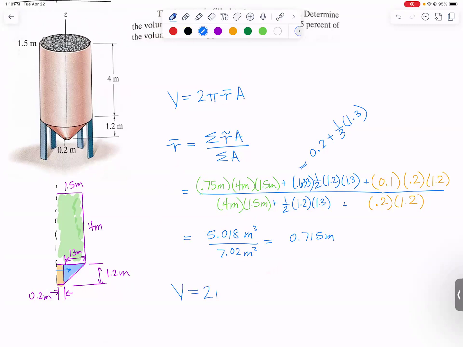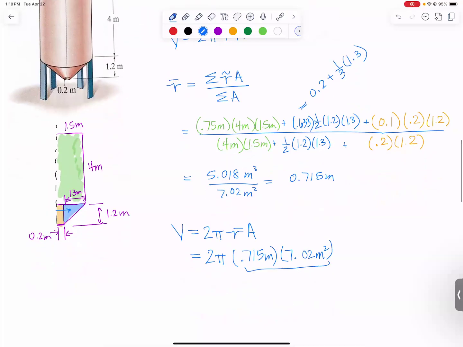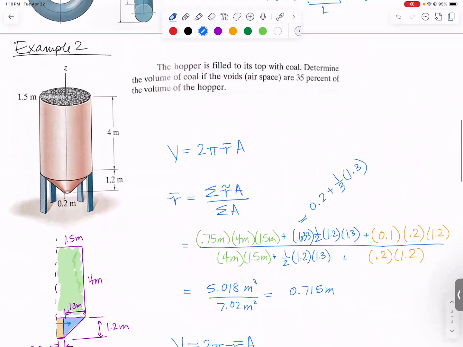Volume is 2 pi r bar times area. 2 pi times r bar, which is 0.715 meters, and the area is 7.02 meters squared. And again, multiplying that out, this is actually equal to that 5.018 meters cubed I already found. Multiply by the 2 pi, and you get the volume of the hopper, 31.5 meters cubed. There's the volume of the hopper. Next, we need to figure out the volume of the coal, because 35% of that volume is airspace. The voids are 35%.